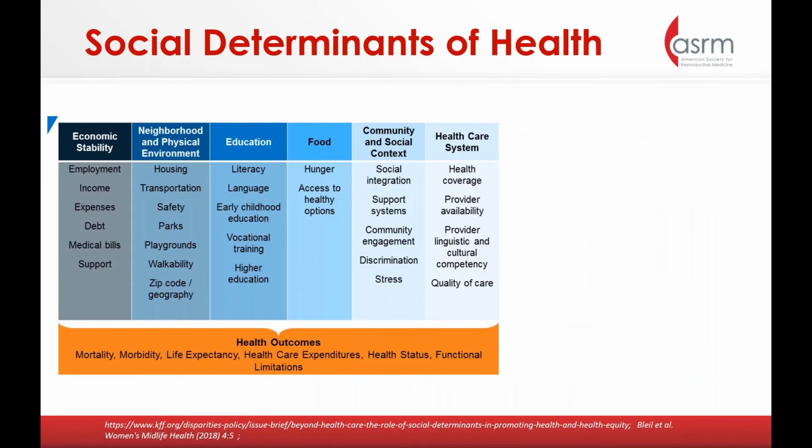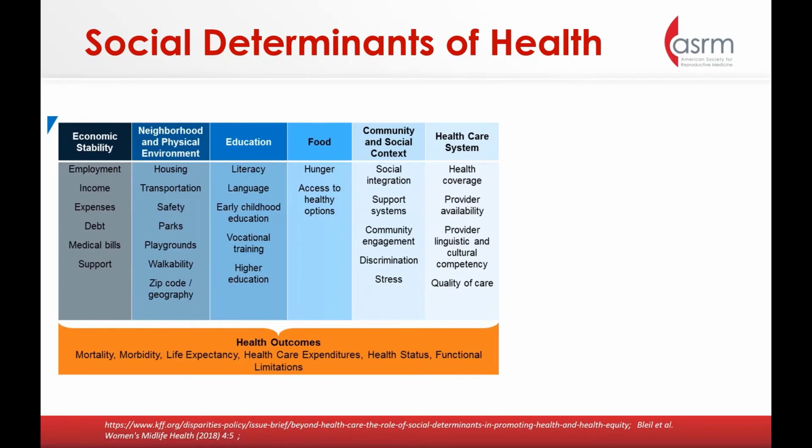In terms of social determinants of health, most of us have heard of the term, but specifically, they refer to conditions in which people are born, grow, live, work, and age. The social determinants of health include factors like socioeconomic status, education, neighborhood, and physical environment, as well as employment and social support networks and access to healthcare, as shown here.